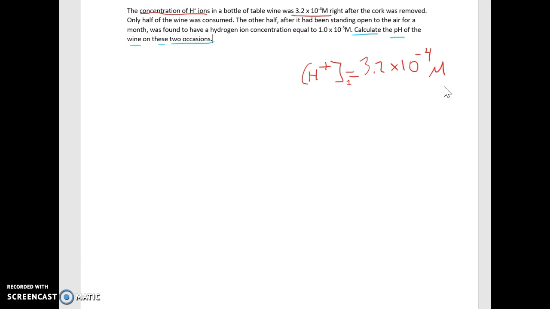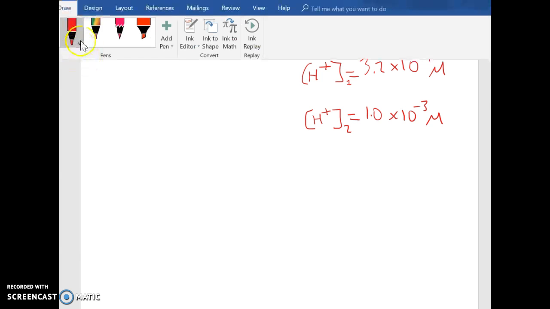And then they also gave us the hydrogen ion concentration after it was left out. I'm also going to write it down, but I'm going to label it the concentration of the hydrogen ion 2: 1.0 times 10 to the negative 3.